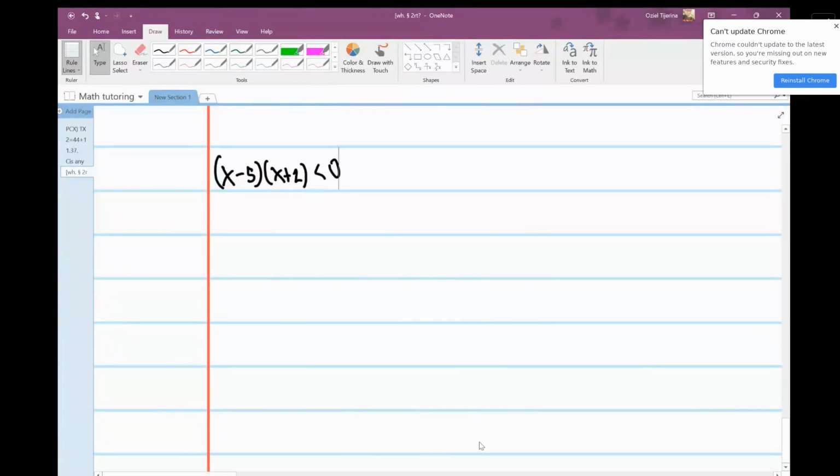All right, so for this one, first of all, you're going to have to draw a number line, and I'm sure you know that. So basically, we have a number line, and you have to put the points at which you believe the intervals change. So we have x minus 5 equals 0, right?